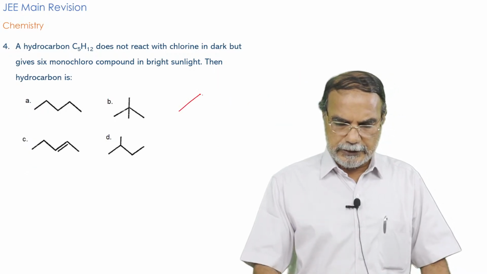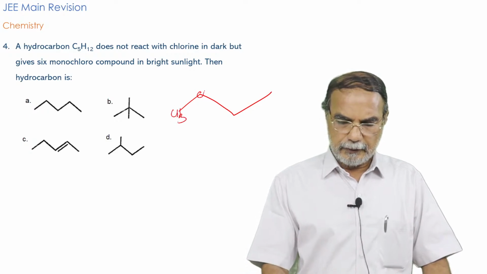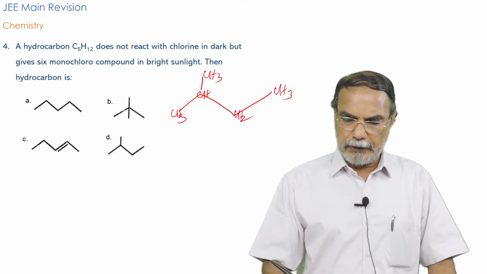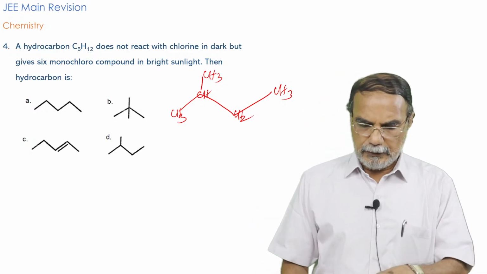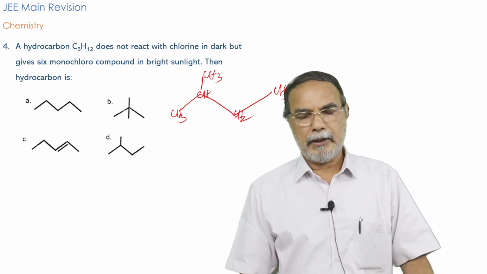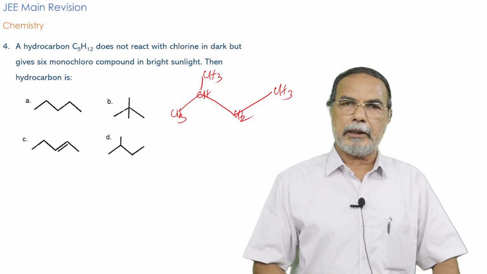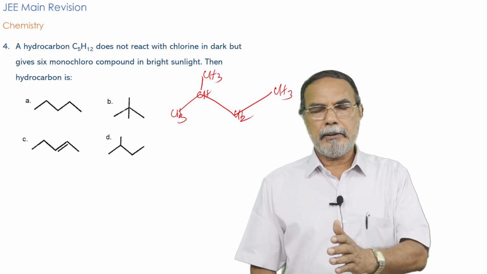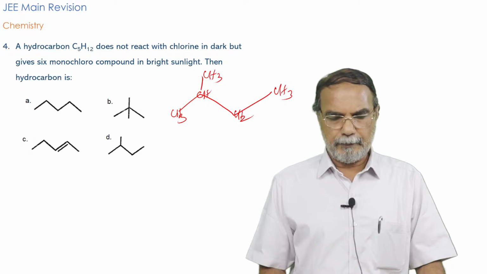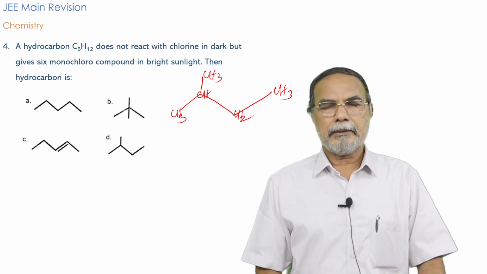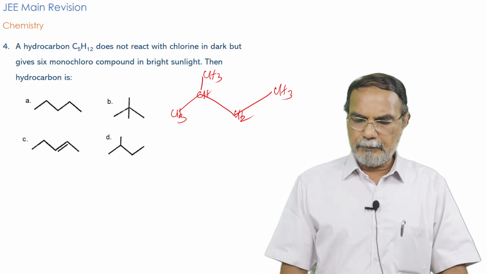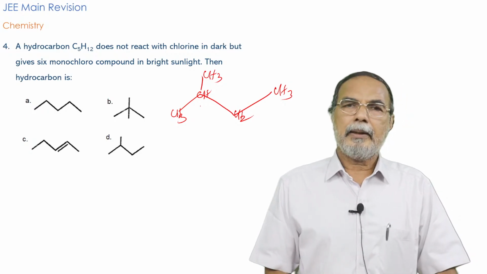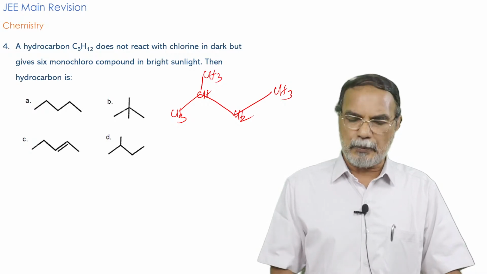Take the structure D. That means CH3, CH, CH3, CH2, CH3. What you call isopentane. This is normal pentane, this is neopentane, and this is isopentane. And why isopentane? Because you have a methyl group on the second carbon atom. The prefix iso is added along with the name when the structure has a methyl group at the second carbon atom. That is the conventional name, and it is actually 2-methyl butane. Now let us see how many monochloro derivatives are possible for this compound.